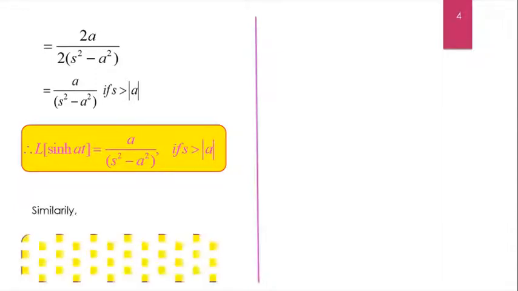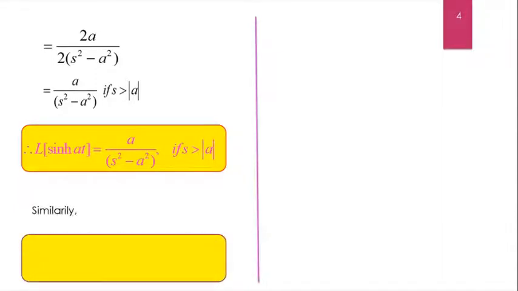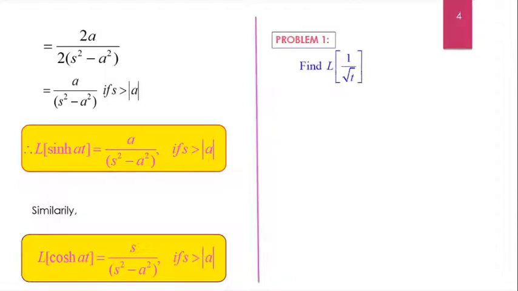Similarly, friends, I leave the Laplace of cosh at proof to be done by yourself. Please do it in the same way and check whether you get your answer to be s divided by s squared minus a squared if s is greater than modulus of a. Let us now move into some illustrative examples to make the concept much more elaborate and clear.